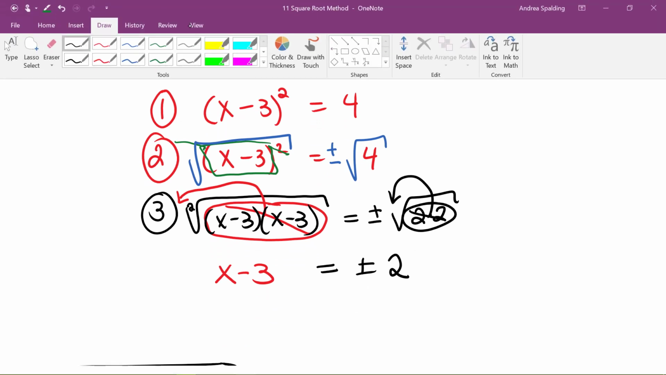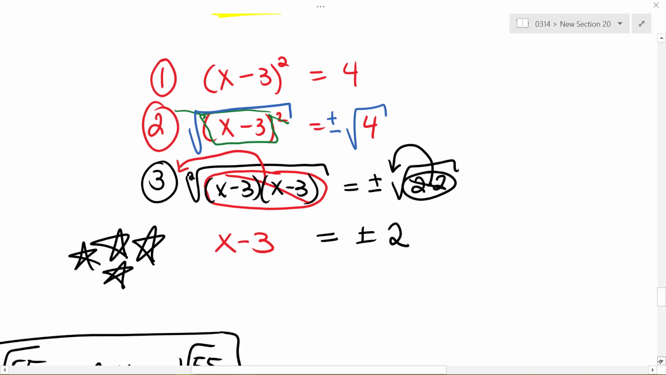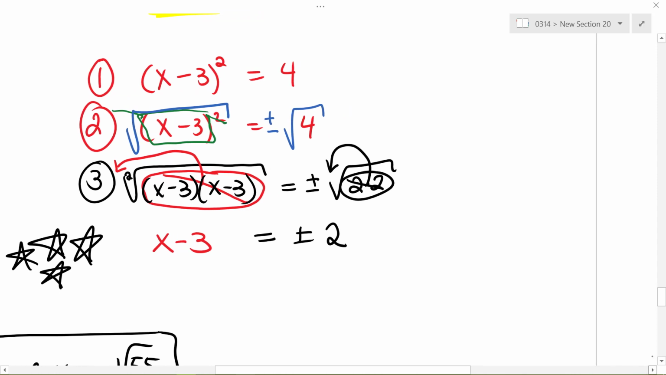Now this is where things start to get a little more interesting. So I'm going to put a couple of stars by this. Have we solved for x? The answer to that question is no. We have not gotten x by itself. Part of the problem though comes when we try to add 3 to both sides to get x by itself.